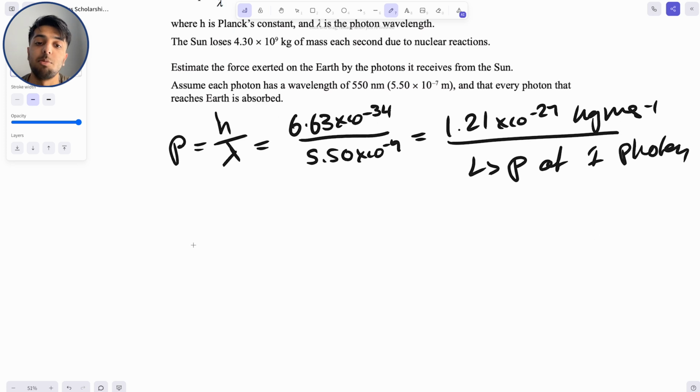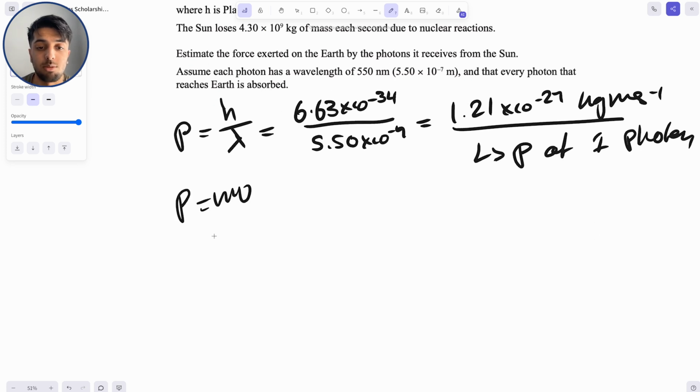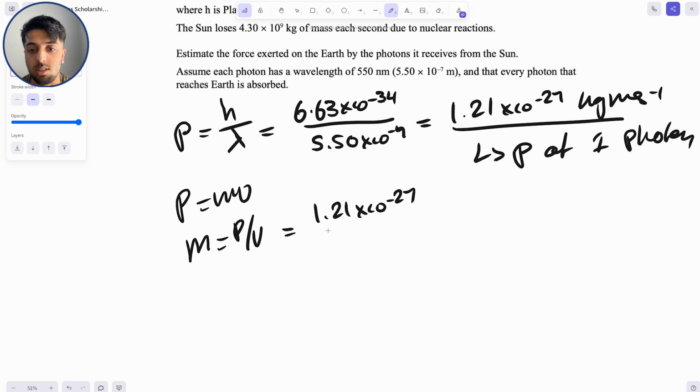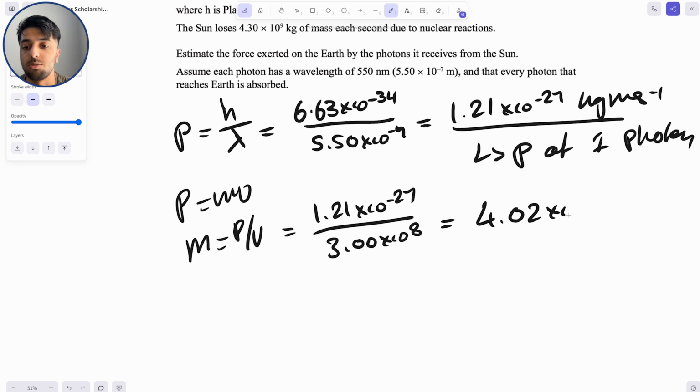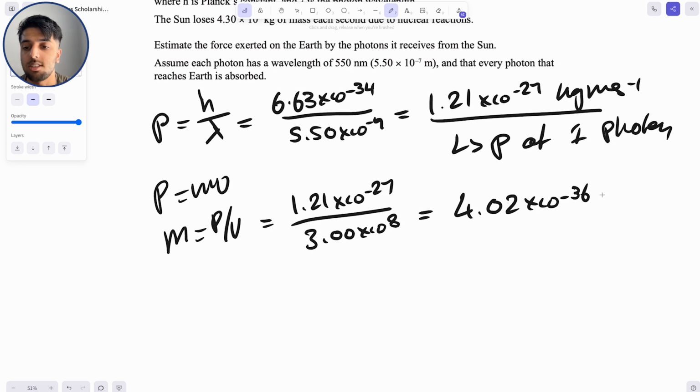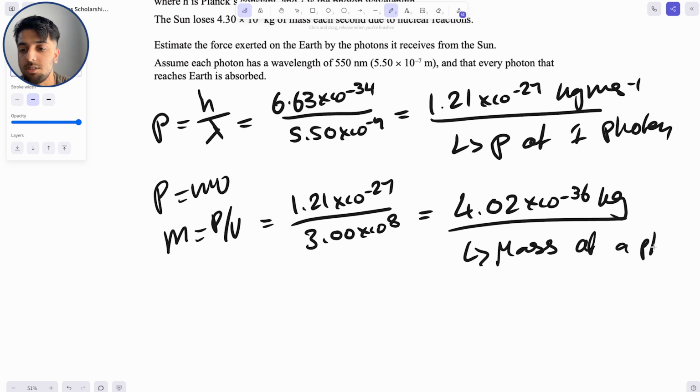Okay, now that we have the momentum of one photon, using P is equal to mv, we can get the mass of the photon by rearranging this equation to m is P over v. So we have 1.21 times 10 to the -27 all over the velocity of a photon, which is light, so it goes at the speed of light, 3 times 10 to the 8, and we get 4.02 times 10 to the -36 kgs. That is the mass of a photon.